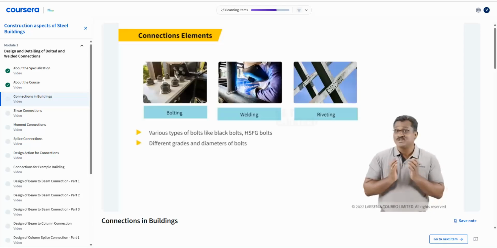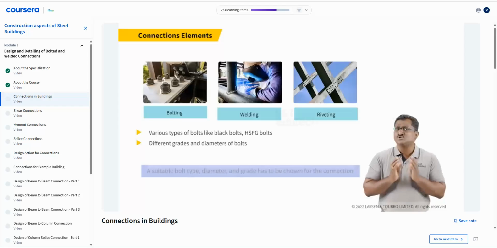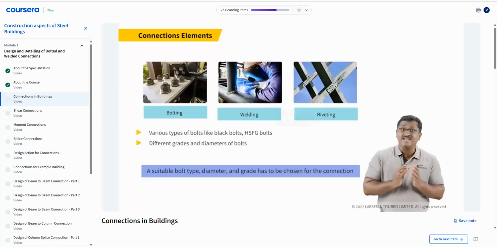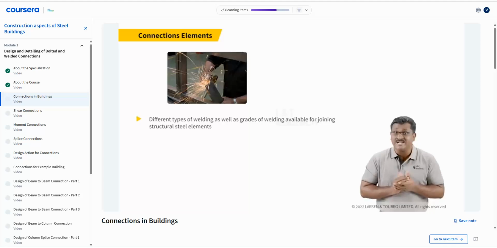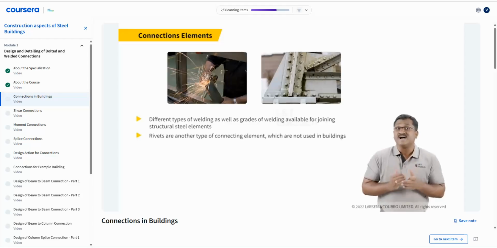According to the requirement of the connection, a suitable bolt type, diameter and grade have to be chosen for the connection. There are different types of welding as well as grades of welds available for joining structural steel elements. We have looked into some of these grades in our previous topics. Rivets are another type of connecting element which however are not generally used in buildings these days.